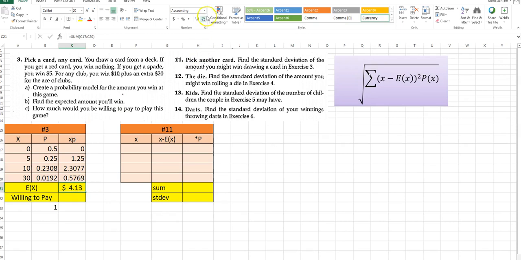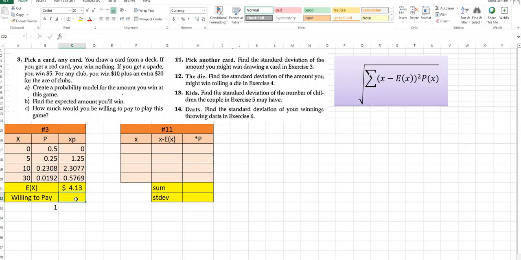Now if you got this and your answer actually looked more like this, sorry about that, that's because I want to make sure that we're talking about money, so I want my answer to be about money. So I'm going to go up here and turn it into currency. So that's why it's $4.13.